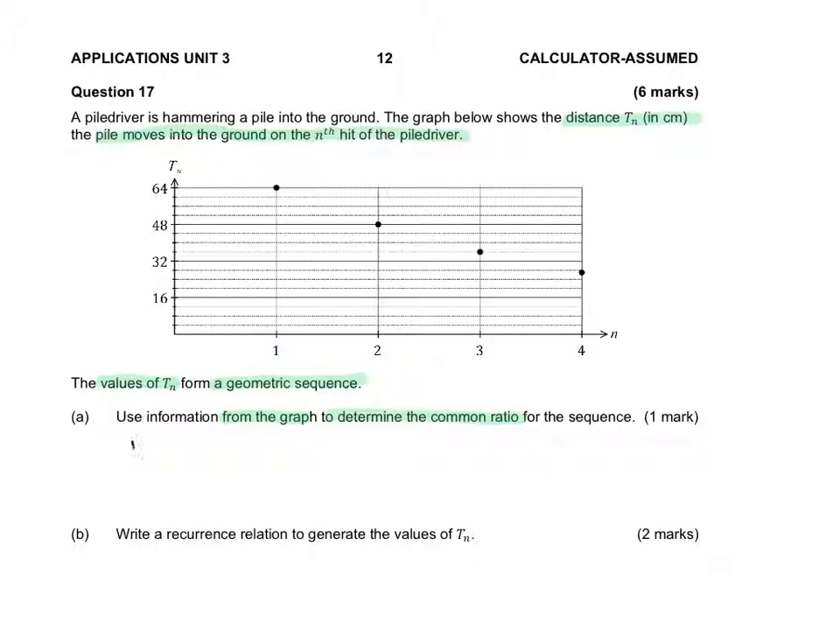So I know that r equals T2 divided by T1, which in this instance is 48 divided by 64. So 48 divided by 64 equals 0.75.